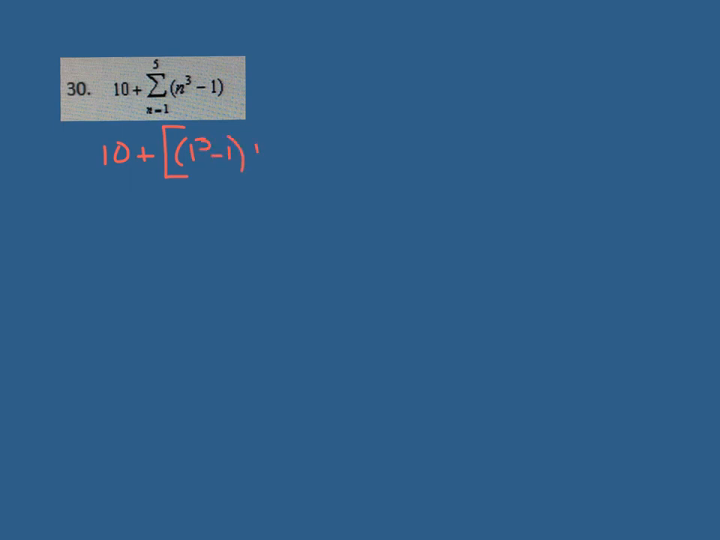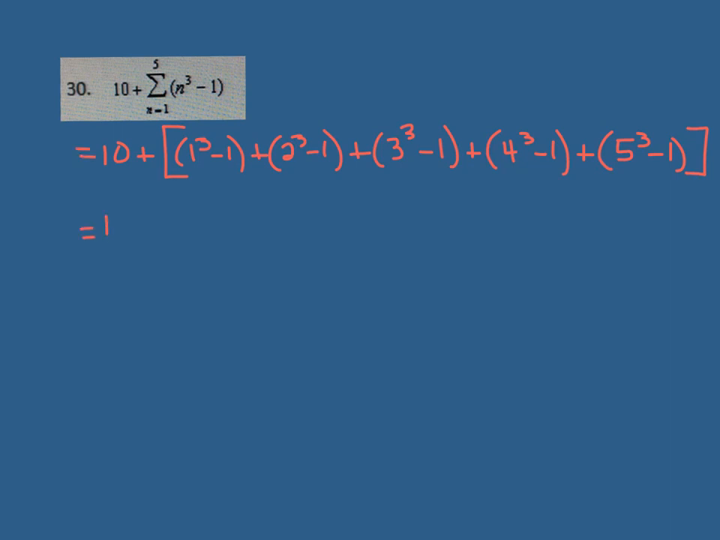Then we're going to add to that. Now we want to replace the n with a 2, so 2 cubed minus 1. Then we're going to add the next consecutive integer being cubed minus 1, and then plus 4 cubed minus 1. Once we get to 5 cubed minus 1, we know we're going to stop, because this 5 is what's on top of our sigma symbol. So just figure out what this is all equal to.